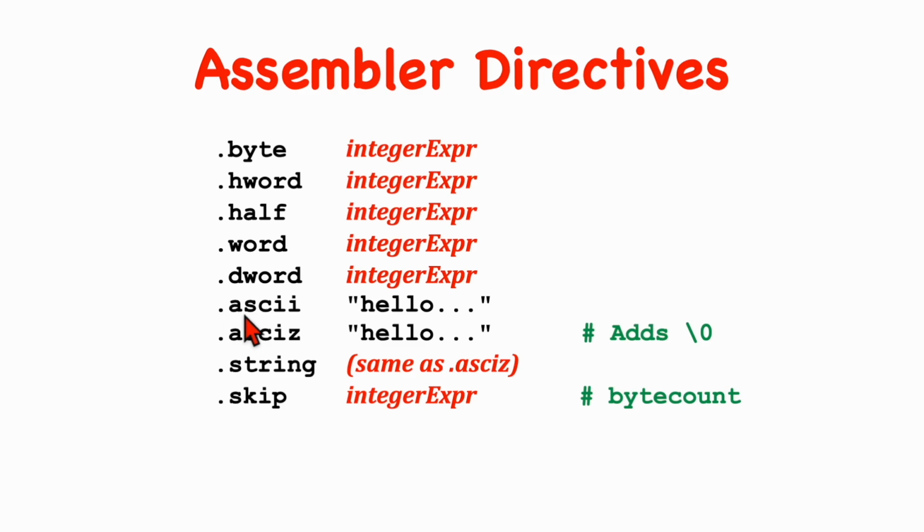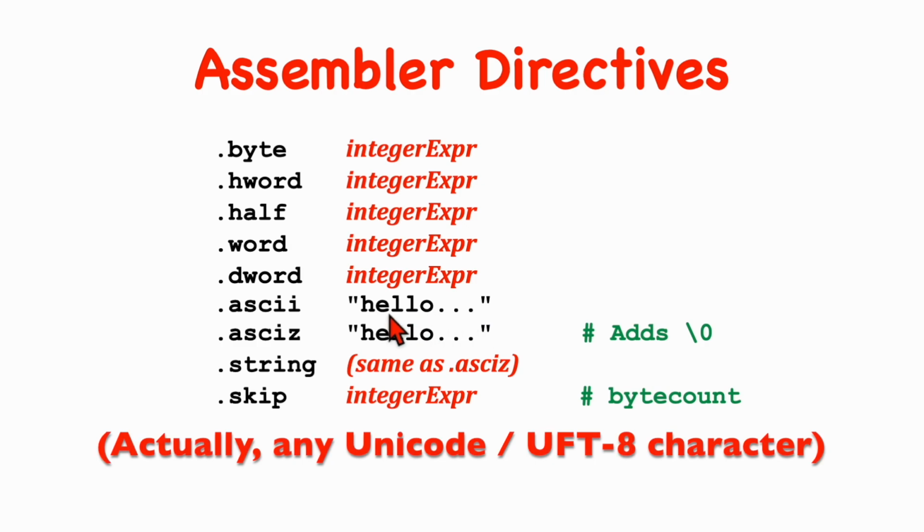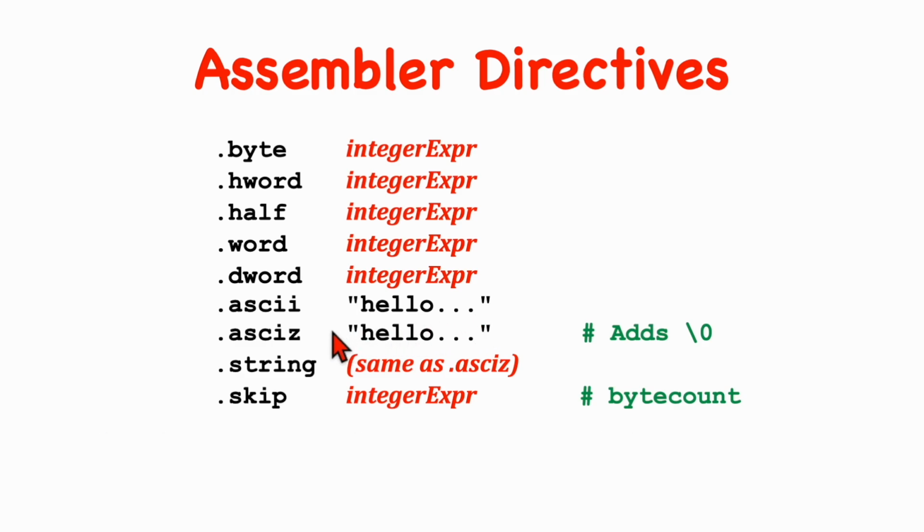And then we've got .ascii. The operand here would be a sequence of ASCII characters enclosed in quotes, and this would allocate as many bytes as the string has characters in it. Then there's a variation of that called .asciz, and it's exactly the same, except it also adds a null byte after the last character in the string. And then you might see .string instead of .asciz. They're both the same and work the same way.